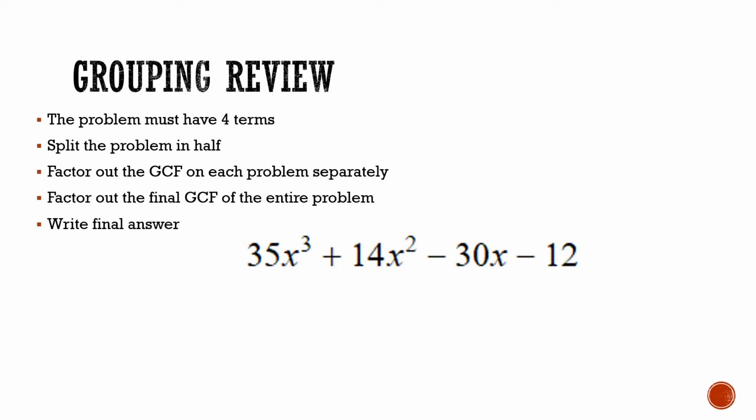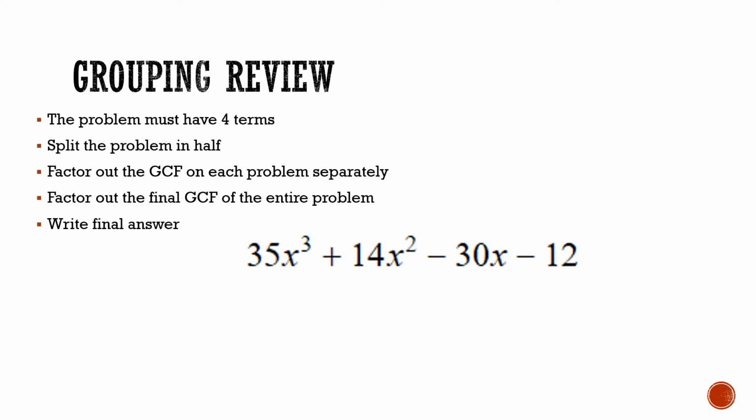Quick review on grouping here. Remember that there must be 4 terms in order to do the grouping method, because we have to split the problem in half, and then we have to use the GCF method on each half of the problem separately, and then factor out that GCF to get what's left. Remember, their parentheses should be the same when you use this method, and that's why we can do that other final GCF problem at the end.